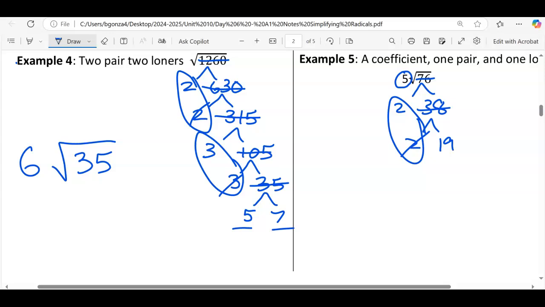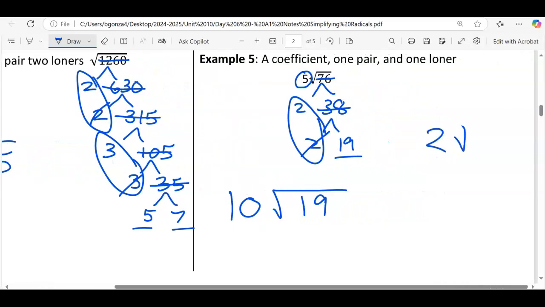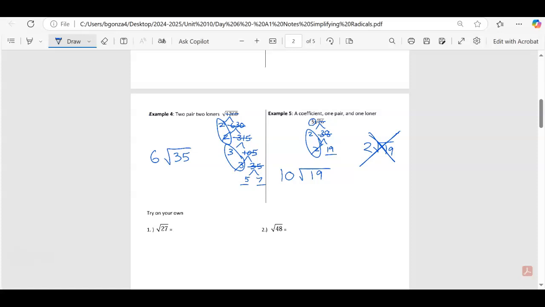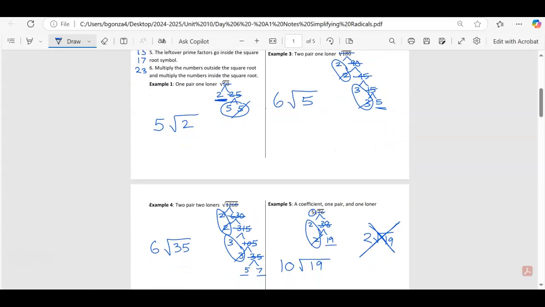Multiply, right? Same answer. So 5 is already out. 2 goes out. What do we do when we are out? We multiply. 5 times 2 is 10. And then the loner is 19. The most common error on example 5 is people want to put 2 square root of 19. That is wrong. Why is that wrong? Because you forgot the 5 out front, okay? So I want you to try these 6 down here, okay? And last couple minutes, I'll give you the answers, okay?